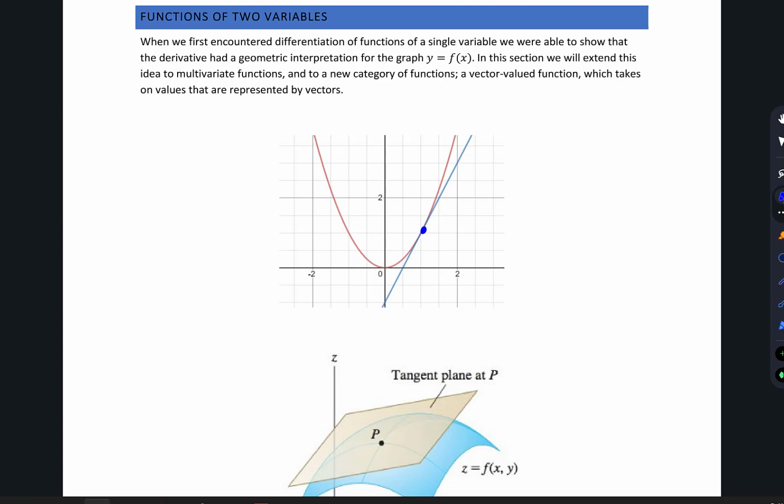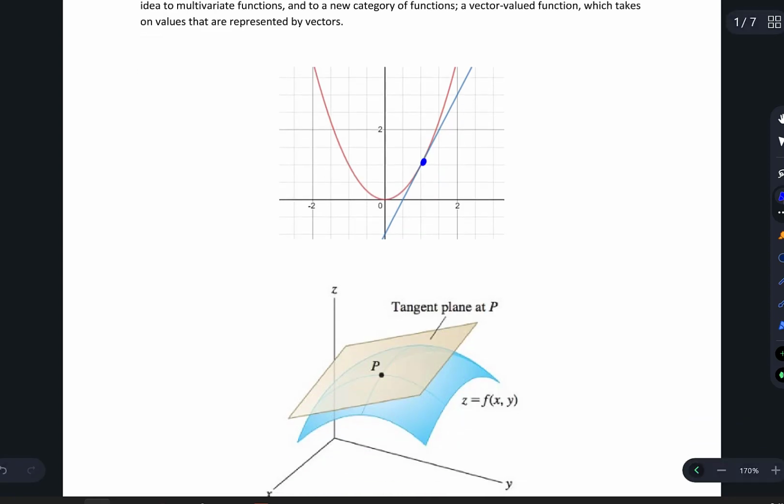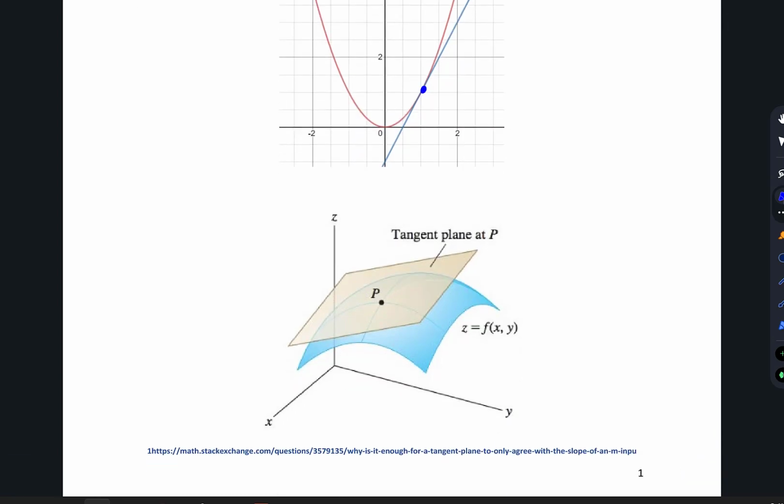That helped us look at different rates of change across the function. And we can actually extend this idea to multivariate functions. In particular, we're going to talk about what the geometric interpretation of that derivative is when we're working with a function of two independent variables. We've seen previously that we could make a surface plot. Here in the picture below, we have the surface plot in blue, and in this brown tan color, we have a tangent plane.